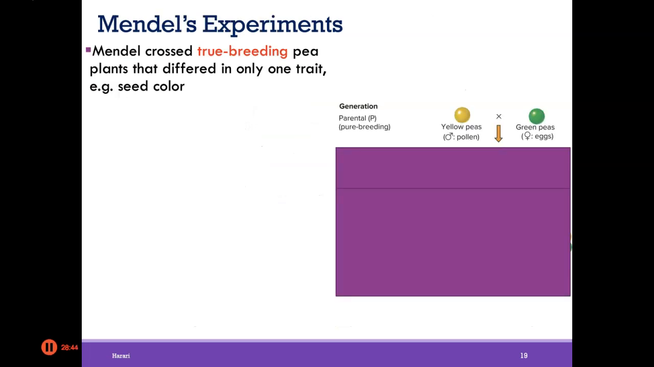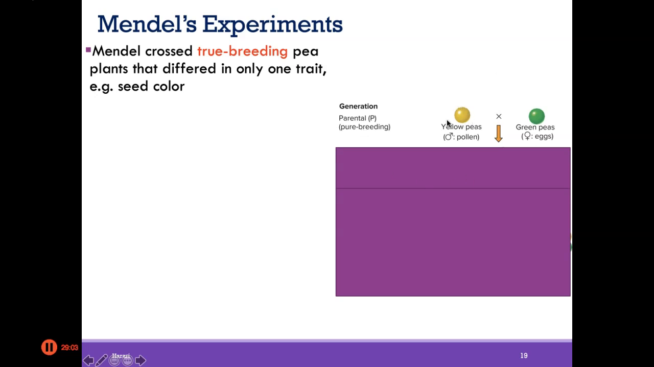So now we'll discuss Mendel's experiments. And I'm going to start going through this rather fast because I'm expecting you to have to pause frequently. I don't want this to take hours and hours of your time. So Mendel started by crossing true breeding pea plants that differed in only one trait.